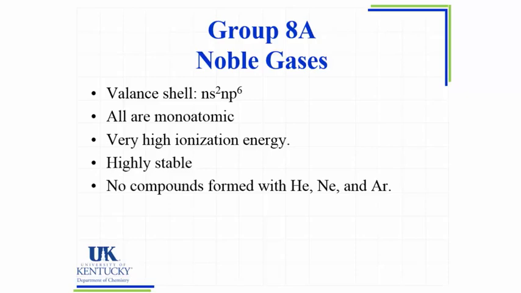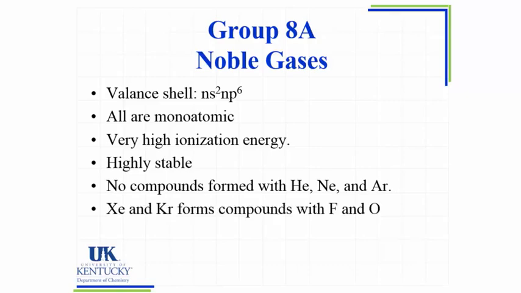There are no compounds formed between helium, neon, argon, and any other element. We have not at this point, and do not believe we will make compounds with those elements. However, you can make compounds with xenon and krypton with the most highly reactive nonmetals. Fluorine and oxygen can form bonds with xenon and krypton. For reasons we won't get into at this point, but maybe later in this unit, we'll see why and how fluorine and oxygen can react with these noble gases.